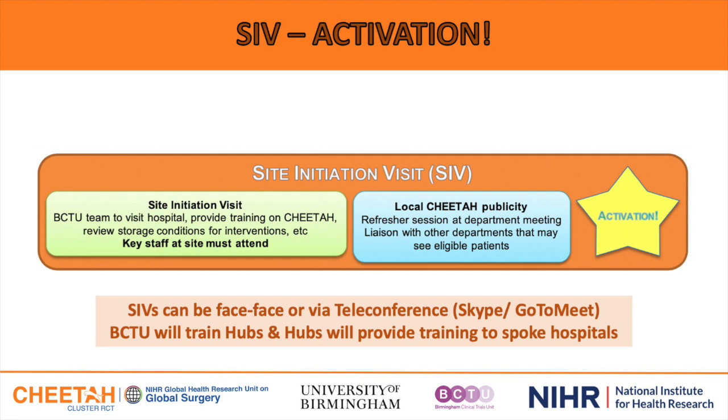Best practice for site setup and for site activation is to hold a site initiation visit as close as possible to issuing that green light, to enable the site to start recruitment shortly following training. As with other processes described, BCTU will deliver SIV training to hubs, and hubs, in collaboration with the trials team at BCTU, should deliver training to their spoke hospitals. This can be either face-to-face or via a number of online platforms, as you determine locally. The aim of the SIV is to train all site staff on the CHEETAH trial and the trial-specific procedures that go along with that trial to ensure that sites really are ready for activation.